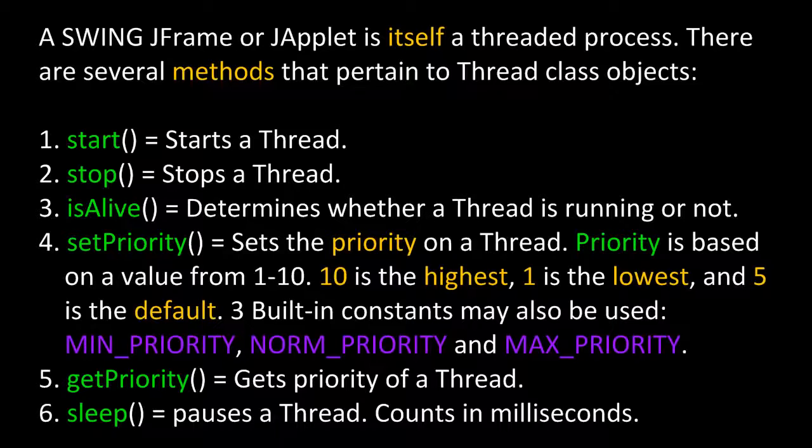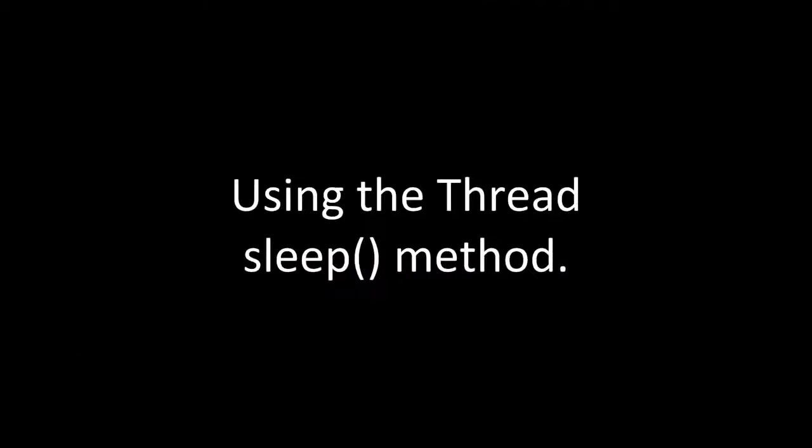There is getPriority, which gets the priority of a thread, and then of course there's sleep, which pauses the thread and counts in milliseconds. Sleep is probably one of the most useful methods or functions with thread objects. Using the thread sleep method.